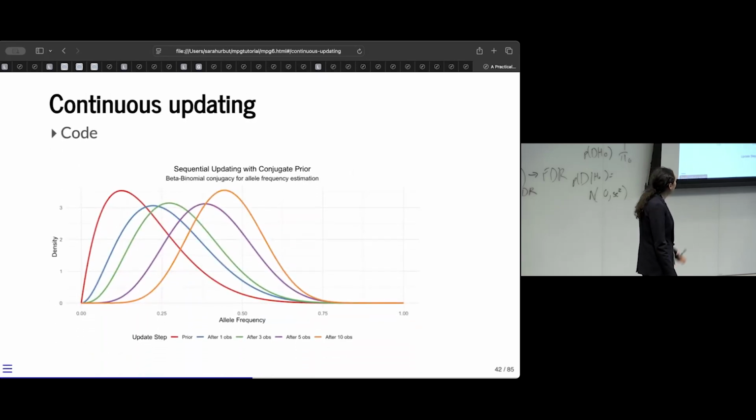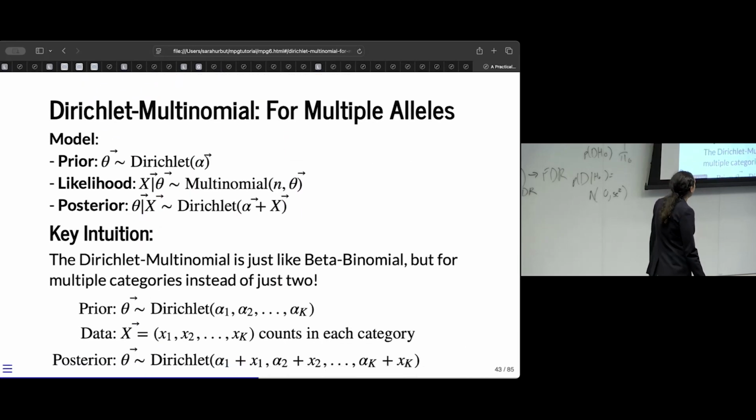This is showing after one observation, our prior distribution is all the way over in the red. And after 10 observations, we've essentially moved away quite a bit. So there's that nice convenience.